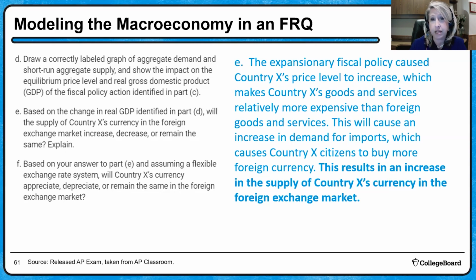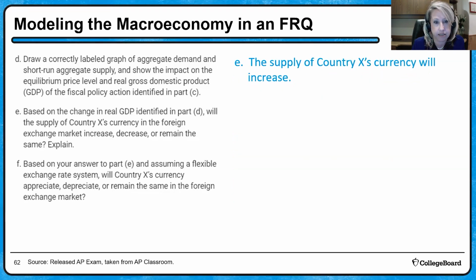So remember that the expansionary policy causes the price level to rise. That makes country X's domestically produced goods and services relatively more expensive than goods and services produced elsewhere. So that's going to cause people in country X to want to buy more goods and services from other countries. In order to do that, they have to supply more of their domestic currency into the foreign exchange market to be able to buy the foreign currencies that those imports are denominated in. So the supply of country X's currency in the Forex market is going to increase.